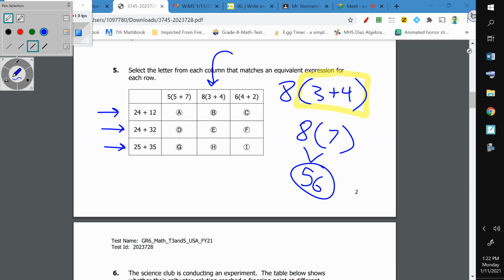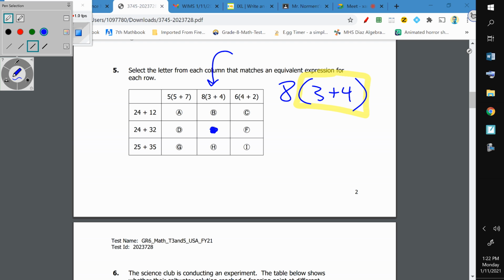However, when I'm looking at the answers, 24 plus 32, when you add those together, you get 56. Okay? And here's what they actually did. They distributed. So, for this, I'm going to put E right here. But what they did, they actually did this. They went 8 times 3 to get 24. They distributed. 8 times 4 is 32, and that's all they did. They didn't even add.